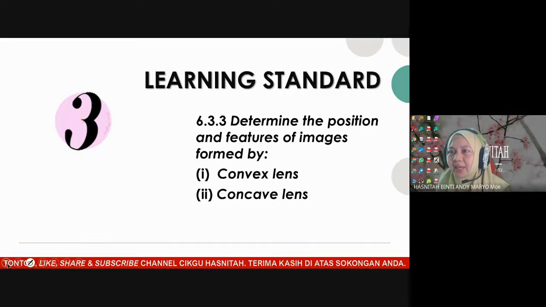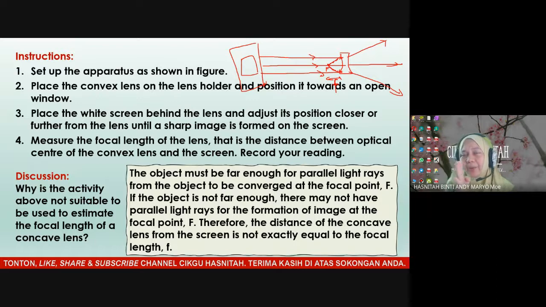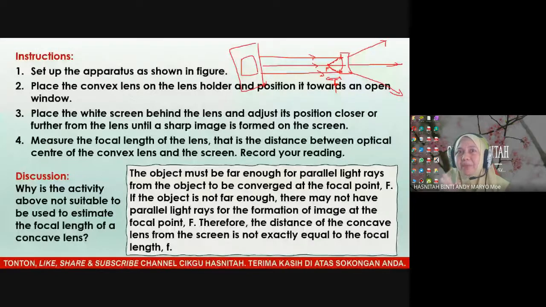Another thing is why for concave lens it is very difficult for us to estimate. For concave lens, later we will learn in 6.3.3, the image formed for concave lens is a virtual image. Virtual image means we cannot see the image formed on the screen. And that's why it is very difficult for you to see where the focal length is. Even though you adjust the screen to the front and to the back, the image won't appear on the screen because it is called a virtual image. So there is no way we are going to determine the focal length.